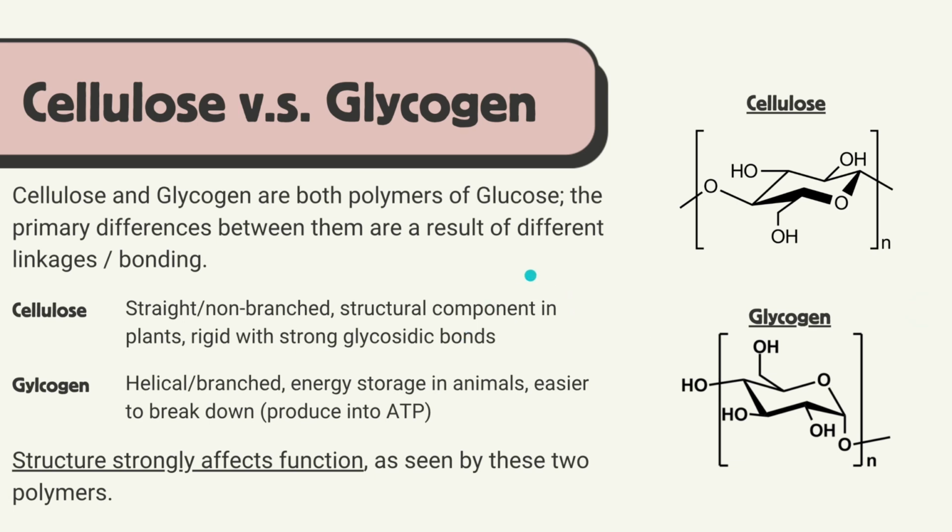All right, so these are both polymers, cellulose and glycogen, but they're different because they have different structure and different function. Cellulose we saw previously, structural, and for that reason it's non-branched. It has very strong glycosidic bonds, and that's important because you want your structure to be strong if you're a plant. Glycogen, kind of the opposite. It's branched. It's used for energy storage. And for that reason, it's easier to break down, meaning easier to form ATP.